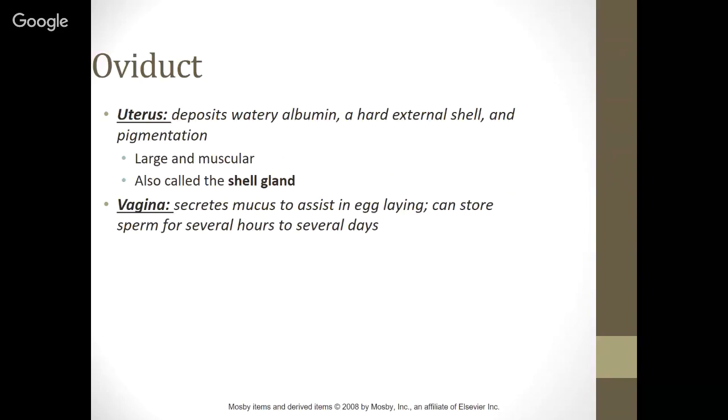The uterus is large and muscular. It's also called the shell gland because guess what? That's where the hard external shell is put on. The vagina secretes mucus to assist in egg laying. It can actually store sperm for several hours to several days.